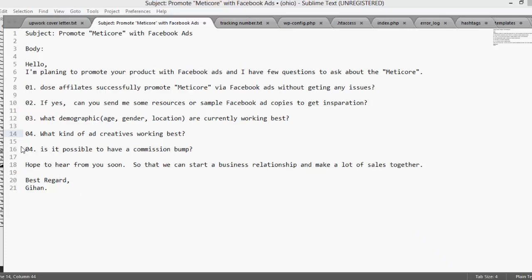This will be the fifth question, not the fourth question. And the fifth question is, is it possible to have a commission bump? That means if they only give you a low commission, it's not worth promoting the product. So you can ask for an increase of commission bump. When I asked this question from the affiliate owners, they told me they will give you the commission bump if you make consistent sales. So ask this question, maybe they will give you a commission bump.